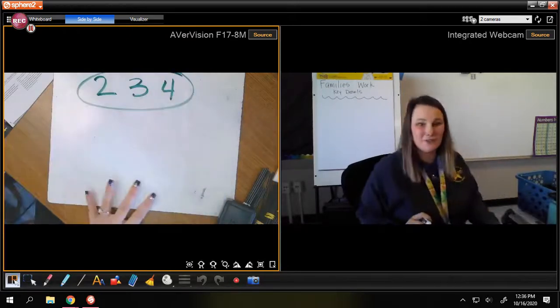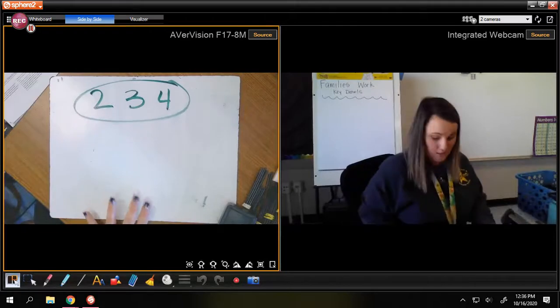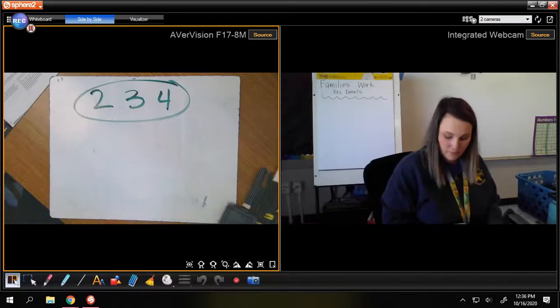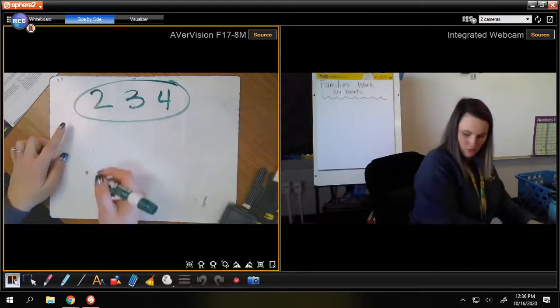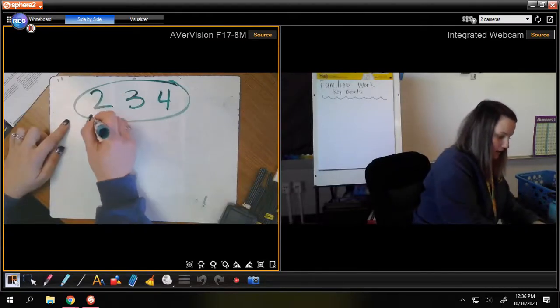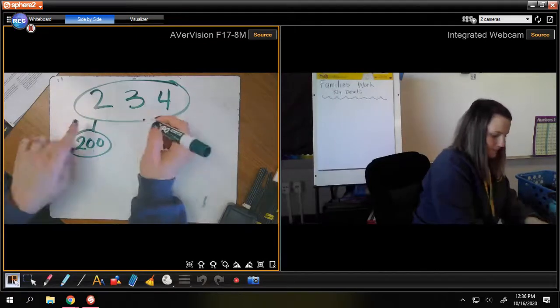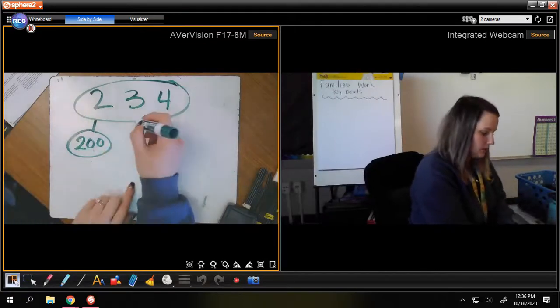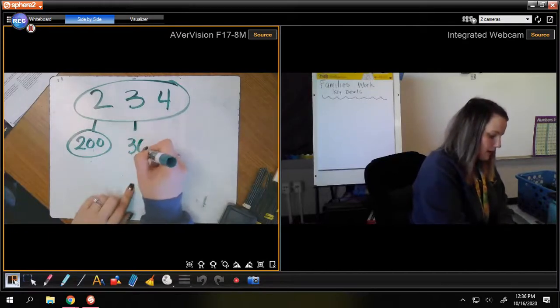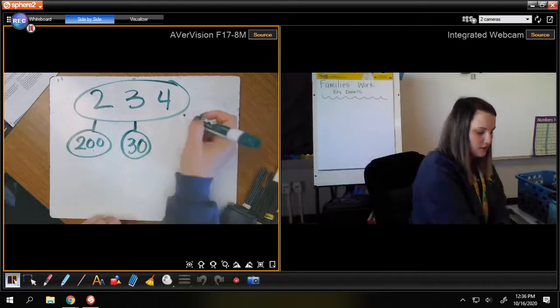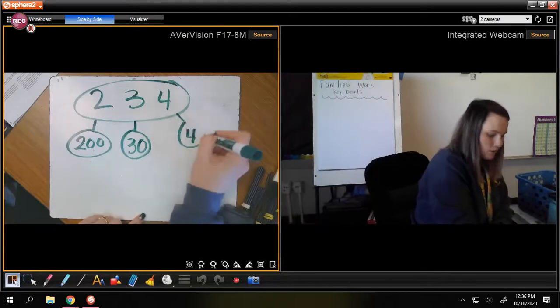I'm going to make it into a number bond. But it's kind of like a 3, because we have 3 numbers. So I'm going to put it into unit form. So I'm going to take out, we have 200. Here's our tens. We have 3 tens. That makes 30. And then our last one, we have 4 ones.